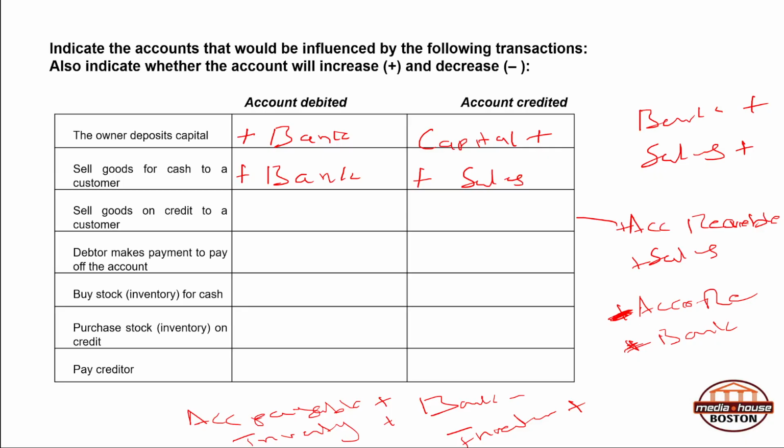On the last one, it says pay creditor. So when it says pay creditor, accounts payable is going to be affected, and then bank is going to be affected. So this one is going to be minus, and also this one is going to be minus. So they are all minus because now money is going out of the business account straight to the supplier account. So this means that when it goes to the supplier, we now owe less to our supplier.